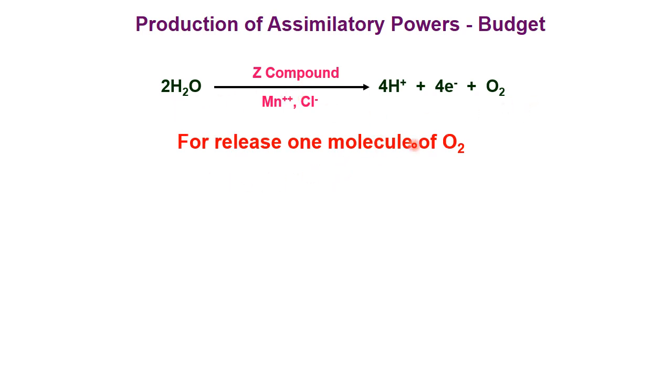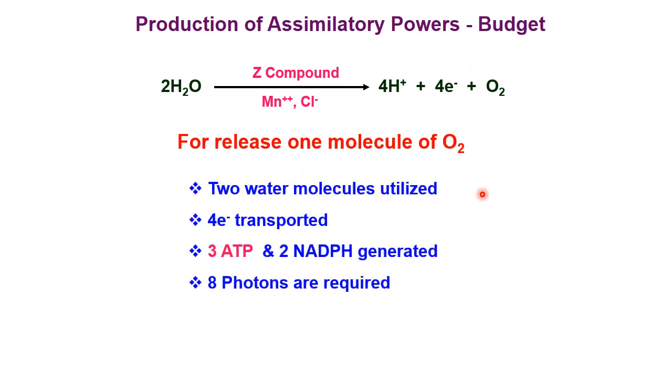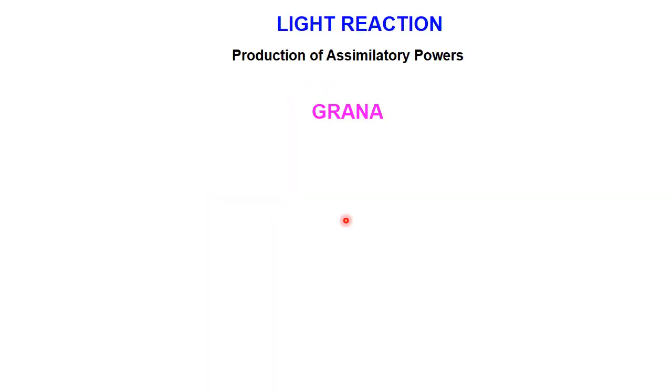For the release of 1 molecule of oxygen, 2 water molecules are utilized, 4 electrons are transported, 3 ATP and 2 NADPH are generated, and 8 photons are required. So this is in all about the production of assimilatory powers. Here the assimilatory powers are ATP and NADPH.